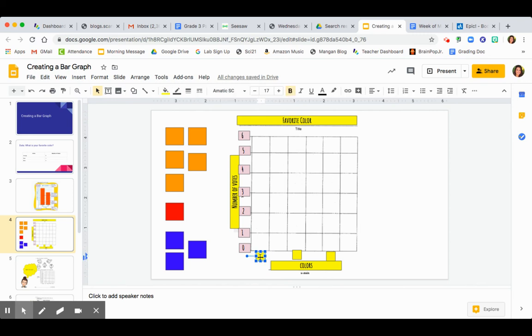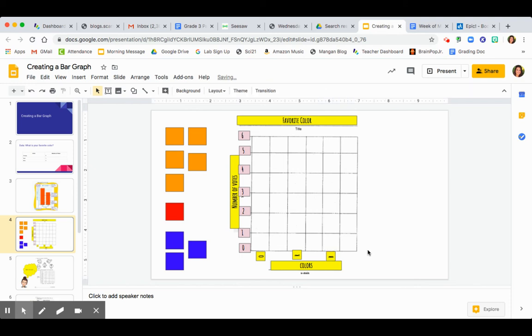So I'm going to label this one's going to be my orange category. This one's going to be my red category, and this one's going to be my blue category where all my bars are going to go. So I'm all set up. I know it's a graph about favorite color.